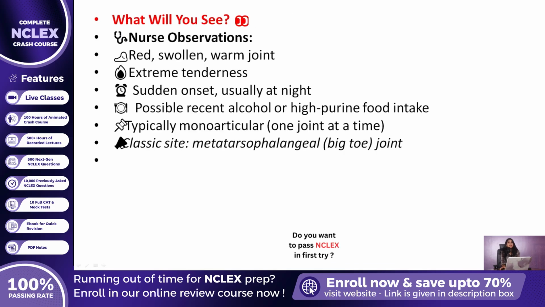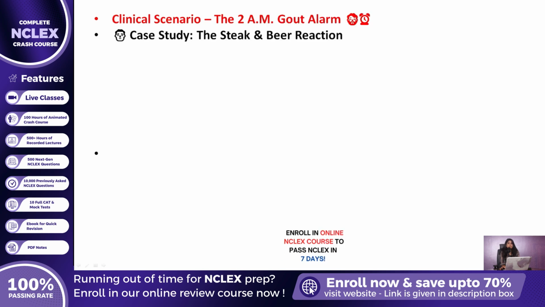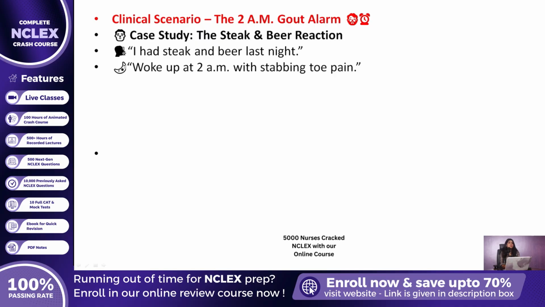These attacks often come on overnight and are frequently triggered by alcohol, dehydration, or purine-rich foods like red meat and seafood. Here is a textbook example. A 50-year-old man says, "I had steak and beer last night, and I woke up at 2 a.m. with my toe feeling like it was on fire."